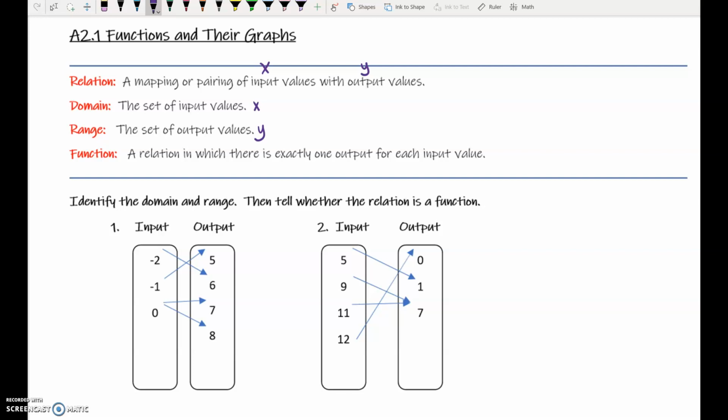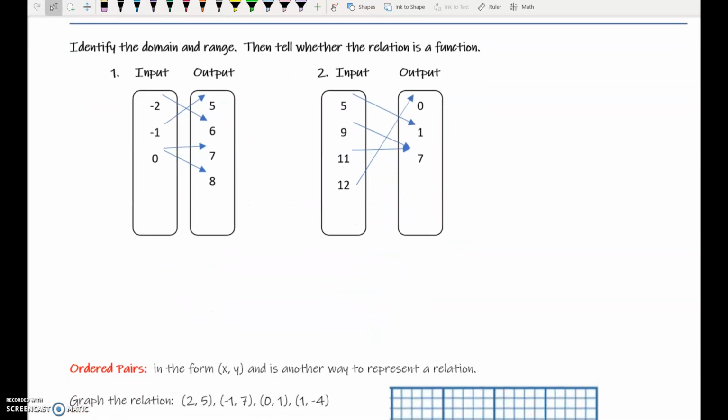A function is a special type of relation where there is exactly one output for each input value. Okay, so in numbers 1 and 2, we need to identify the domain and the range and then decide, is this relation a function? So first of all, let's identify the domain and range. The domain is the input, so -2, -1, and 0. The range is the output values, 5, 6, 7, and 8.